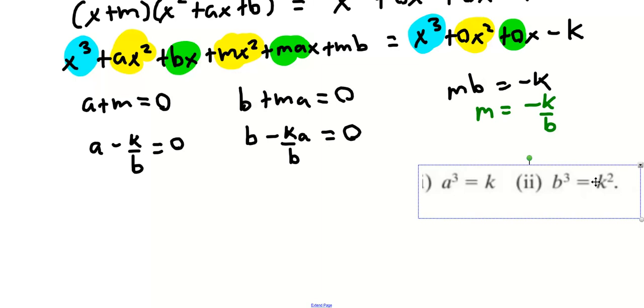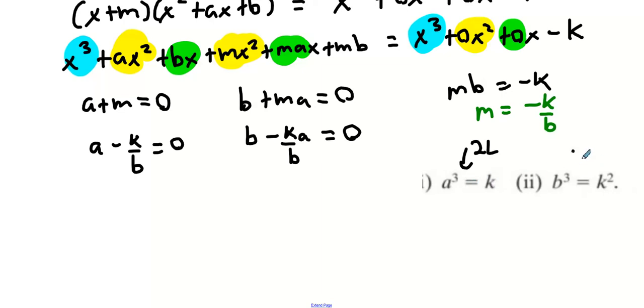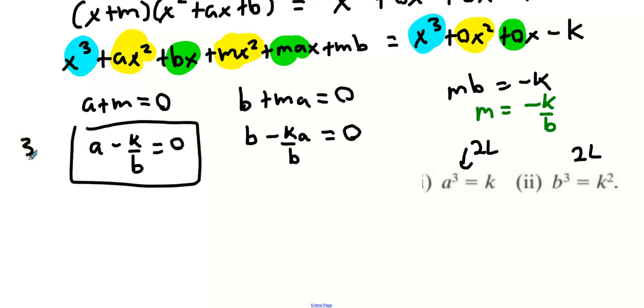Now the problem is with each equation, there's too many letters. Can I tell you how you know how to do this? It's really difficult. In both of these answers, there's two letters only. There's a and there's k. In the second one, there's b and there's k. I need to reduce a three-letter system into a two-letter system. Otherwise, I'm going nowhere.